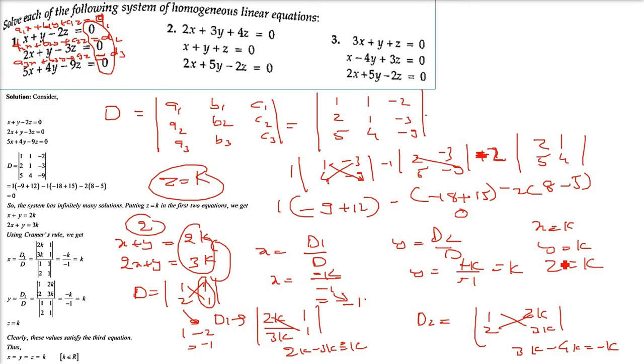That means these values satisfy the third equation. If you put it there, it will definitely satisfy 5x plus 4y minus 9z.